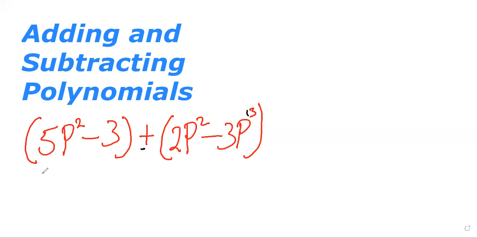So I'm just going to repeat this. I'm going to have brackets. I'm going to have 5p squared minus 3 in brackets. So this plus right here is going to react with the plus in front of this 2p squared and react with the minus in front of this 3p to the power 3, right?